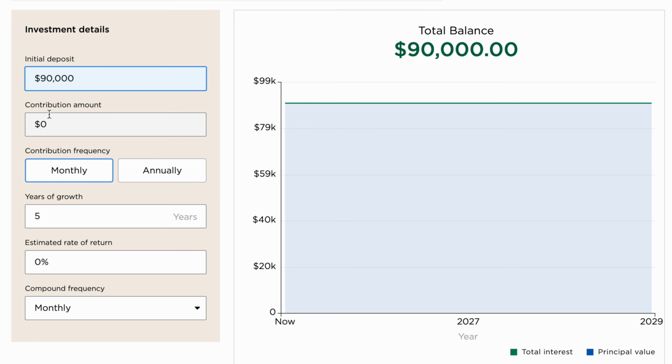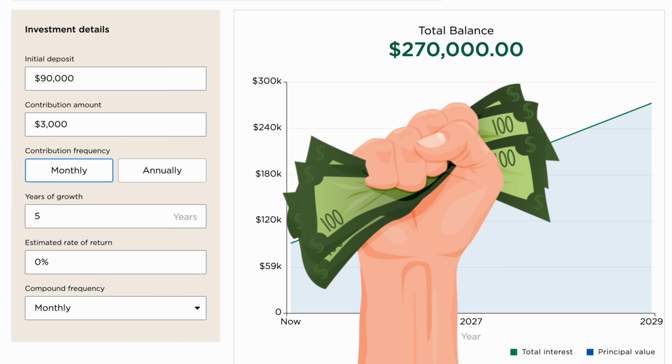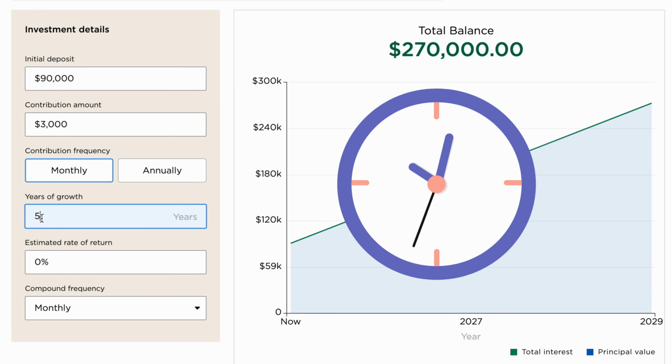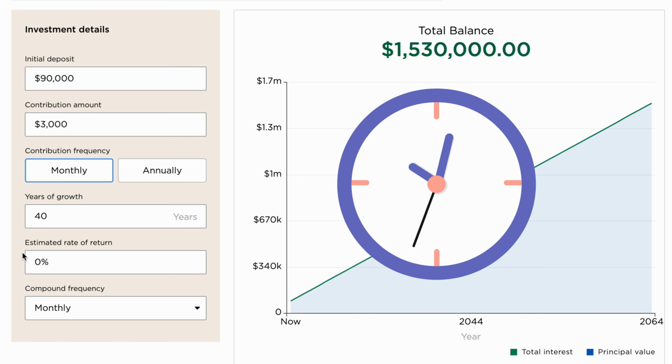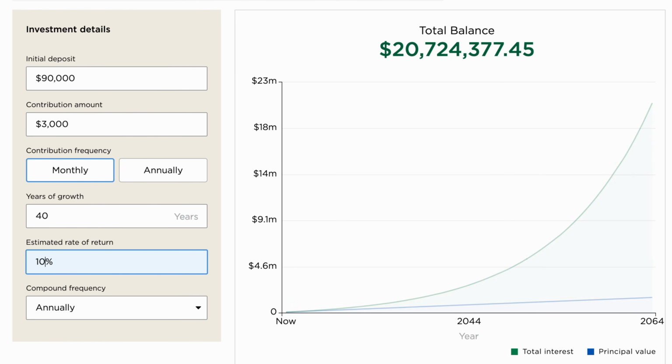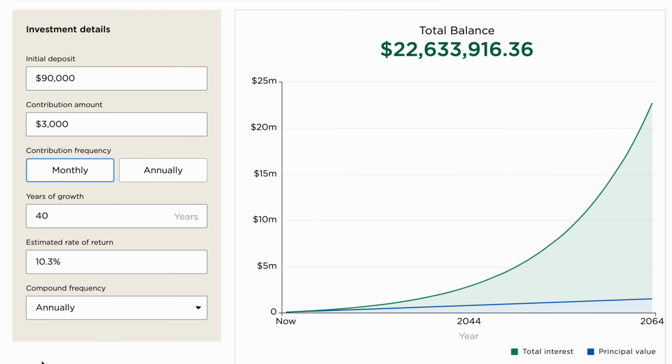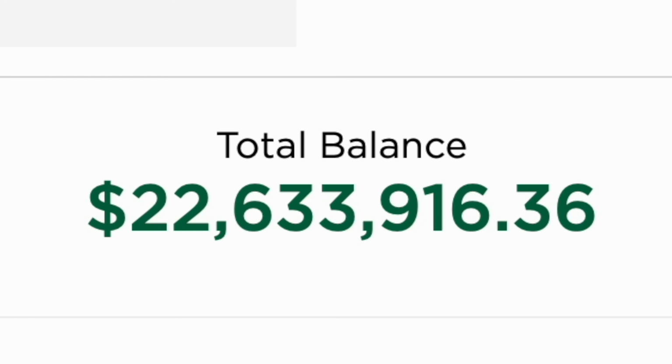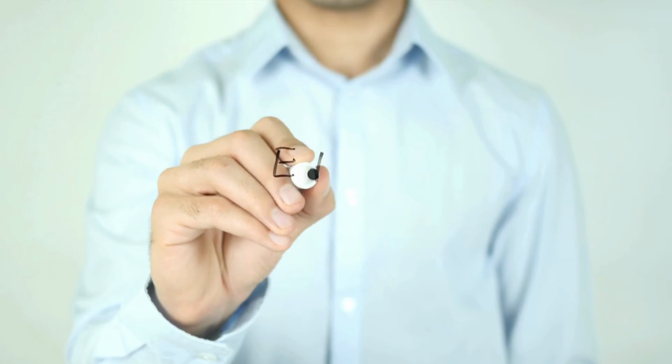With my $90,000 invested right now, if I continue my $3,000 per month contribution to my ETF investments and I invest for the next 40 years near retirement with dividends reinvested, in 40 years I will have over $22 million, which is absolutely insane. Which is why you need to be investing in ETFs.